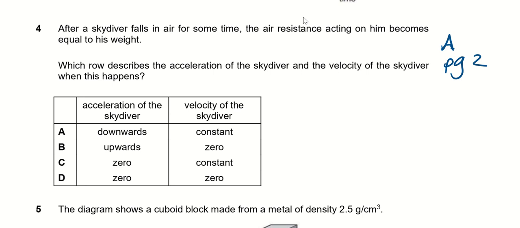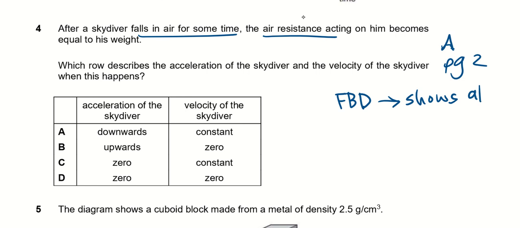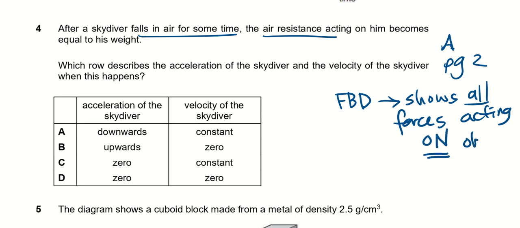Okay, after a skydiver falls in air for some time, there's air resistance acting on him. So I'm going to draw the free body diagram for this skydiver. A free body diagram shows all the forces acting on the object. So it shows the forces acting on the object, not by the object. So here is the free body diagram.